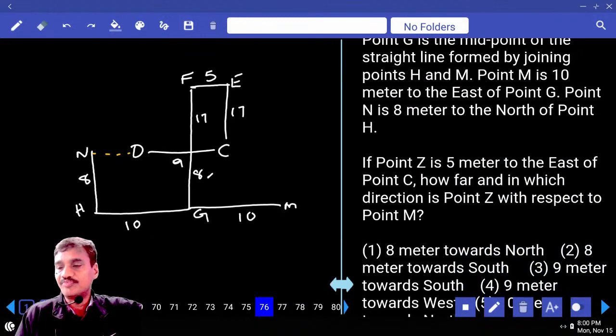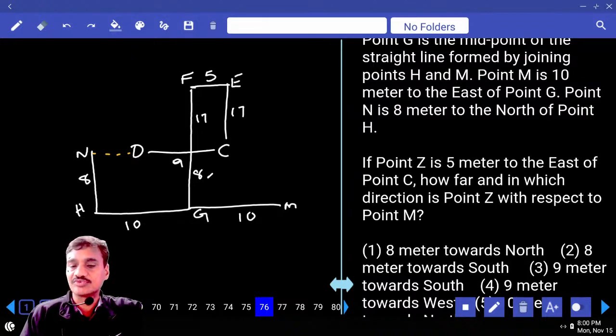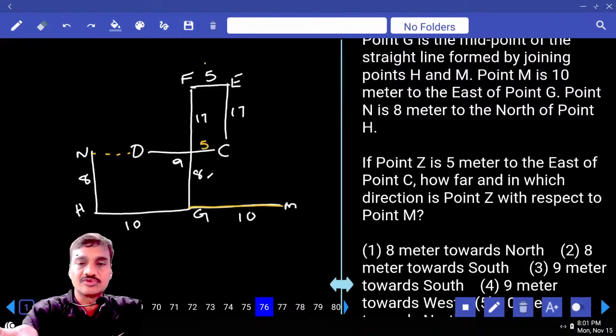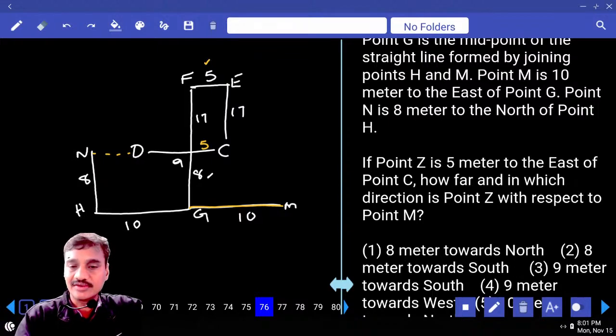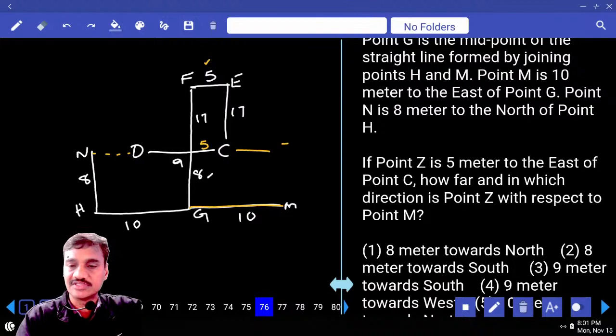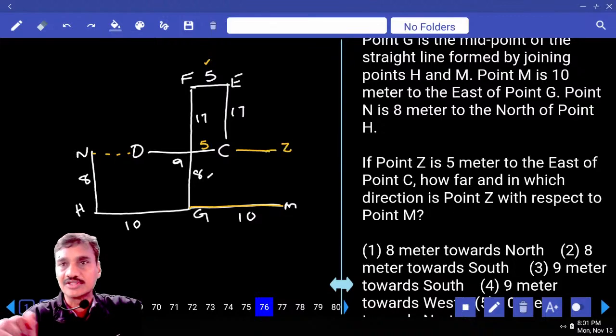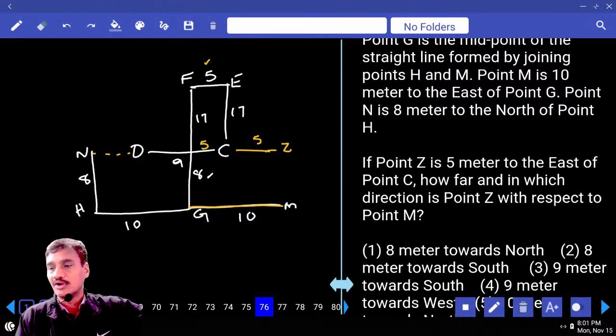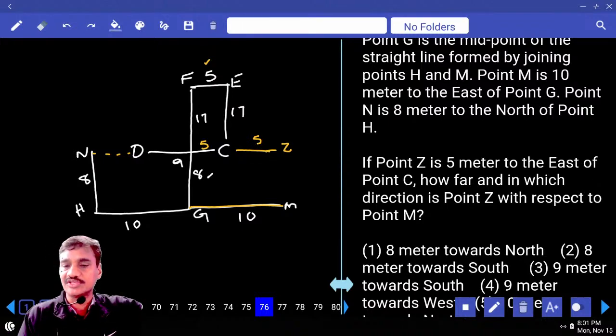Then point Z is 5 meters to the east of C. From here what is the distance we have? 5 meters. Now the total distance is 10 meters, out of which this distance is 5 meters, equal to F and E, and another 5 meters from C to Z. Z is 5 meters to the east of C, which means Z and M are in the vertical straight line. Then how far and in which direction is Z with respect to M?